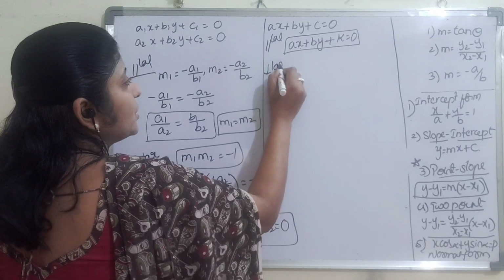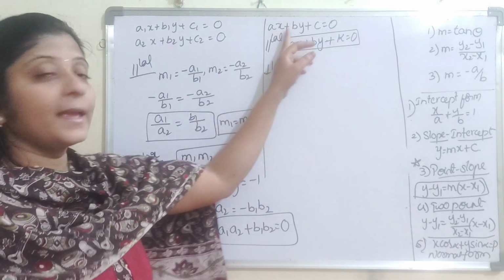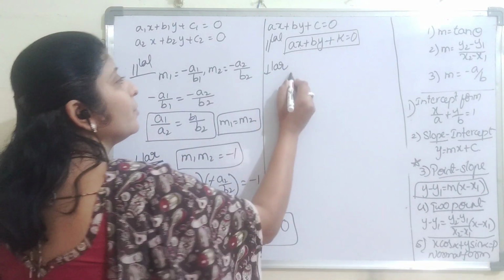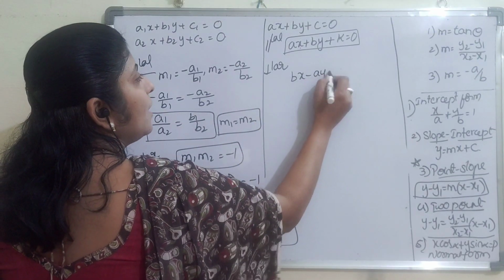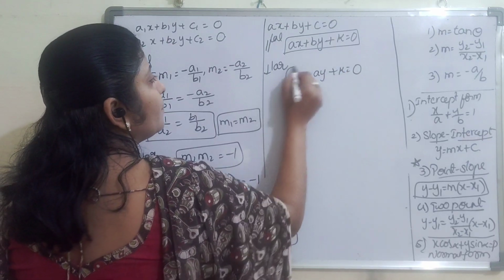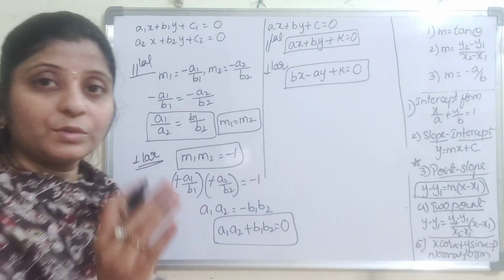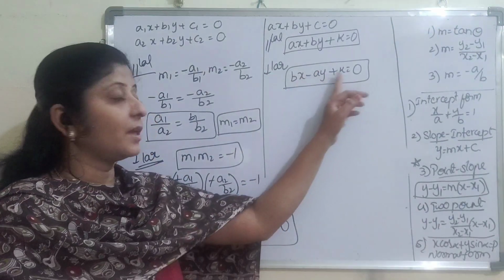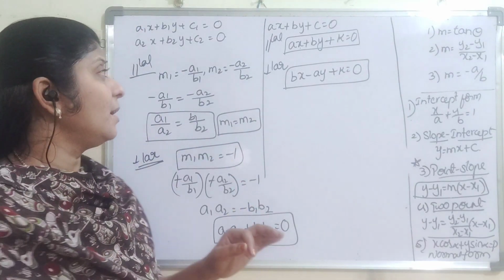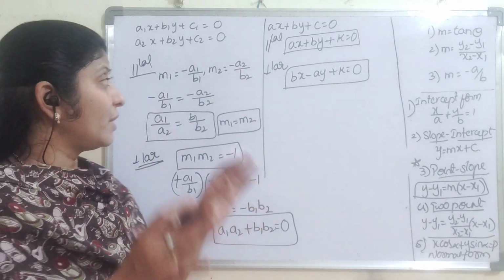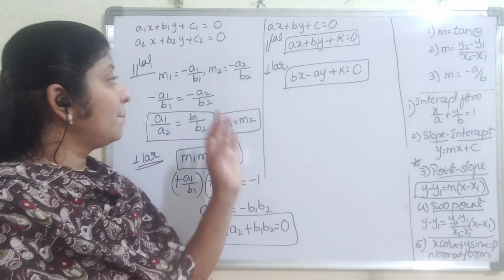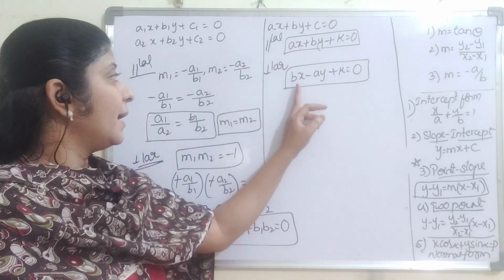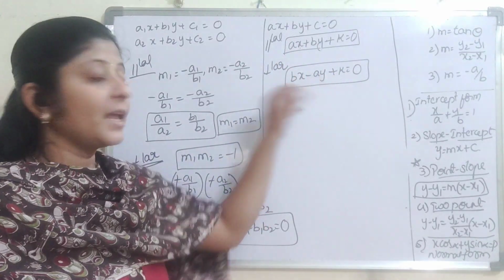The perpendicular equation for the general form ax plus by plus c equal to 0, what will it be? It will be bx minus ay plus k equal to 0. The x and y coefficients will be interchanged and the sign also will change: bx minus ay plus k equal to 0. The constant will differ in the parallel equation as well as in the perpendicular equation. So for the parallel line ax plus by comes, and for the perpendicular line bx minus ay.